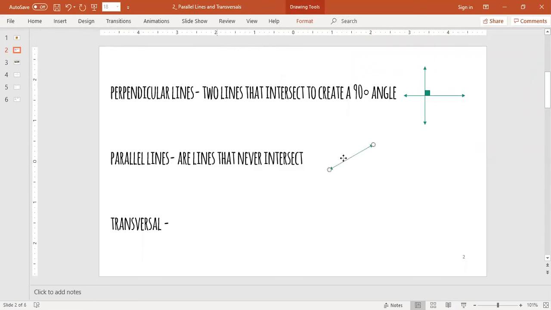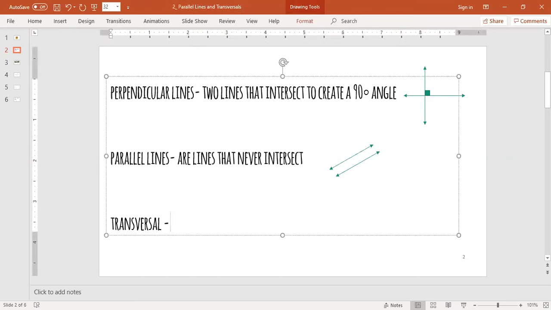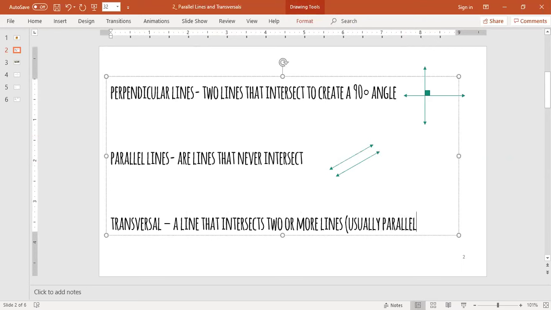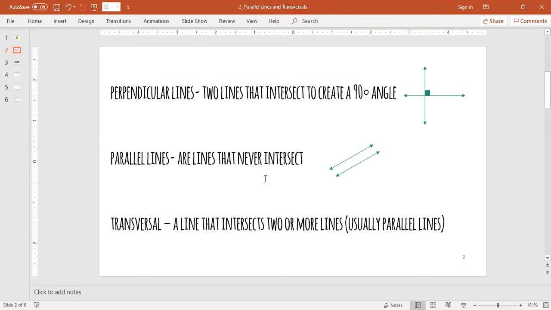So you'll have one set of parallel lines, and then we usually have another set of parallel lines. So they're never going to cross. So we're going to work with those a lot today. The new vocabulary we have is a transversal. A transversal is a line that intersects two or more lines. Two or more lines. And they're usually parallel lines, okay?